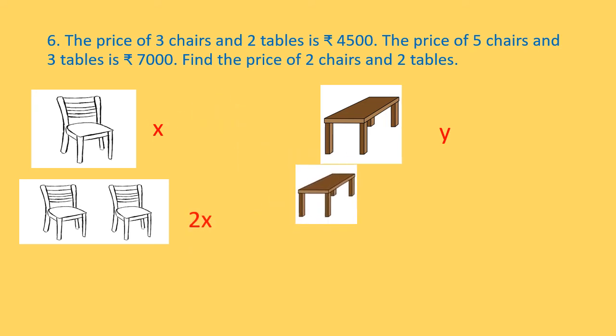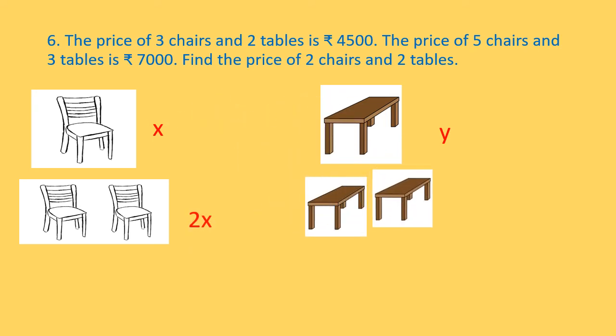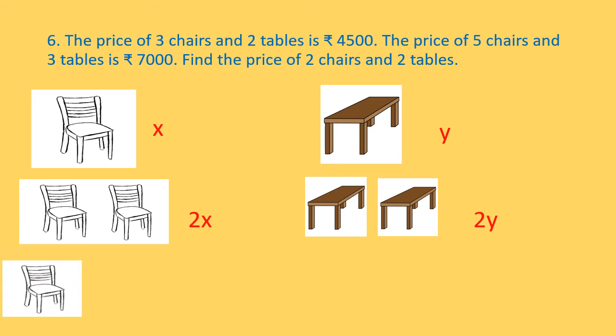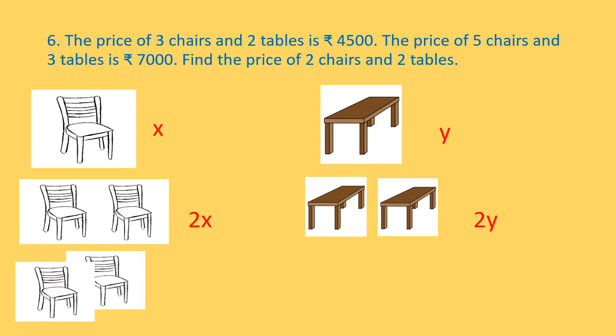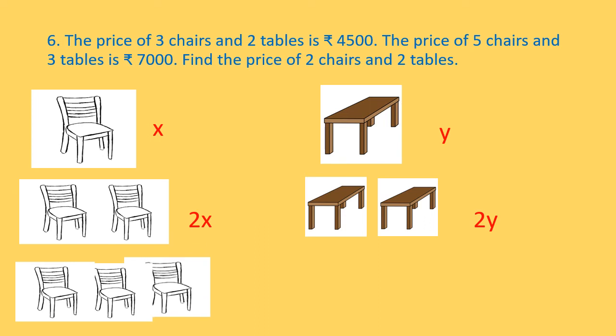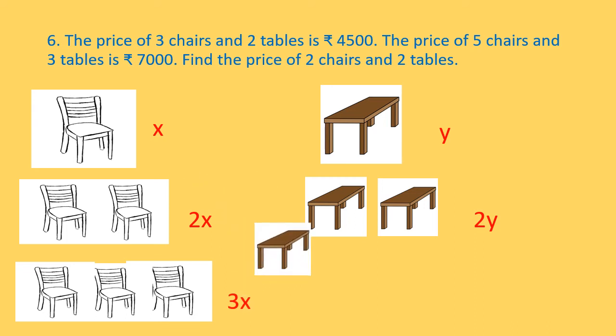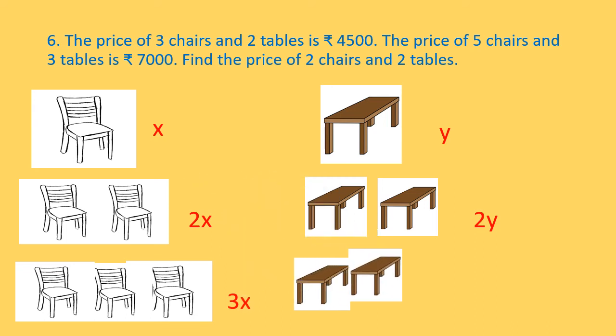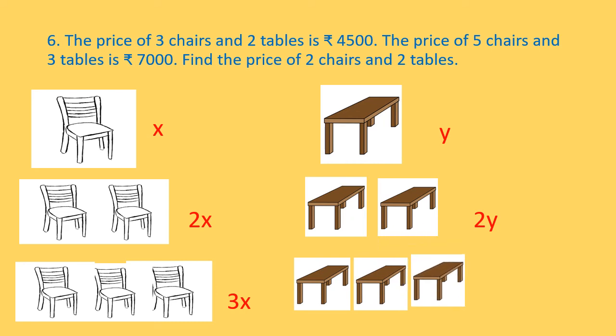Similarly, if I have two tables, what will happen? y plus y, which will give me 2y, correct? Suppose I have three chairs. So the cost of three chairs will be 3 into cost of one chair, which is x. So it will be 3x. Similarly, if I have three tables, the cost of three tables will be 3y. So if this is clear to you, you can easily solve the question. You can easily form the equation.